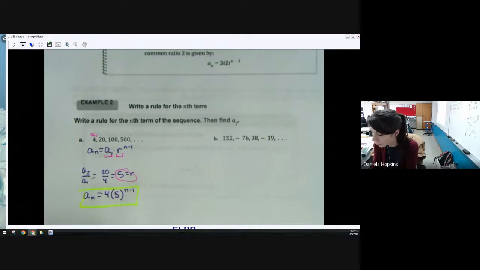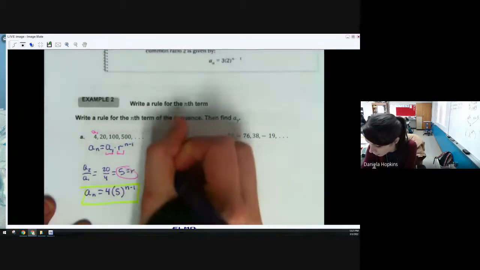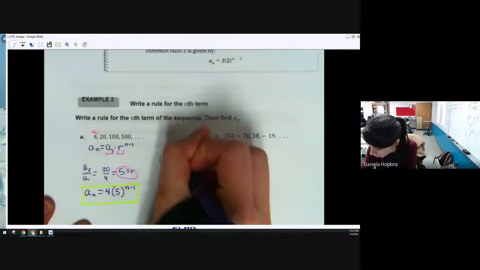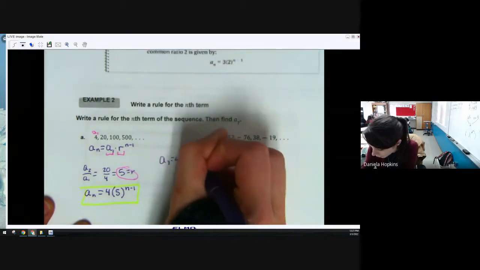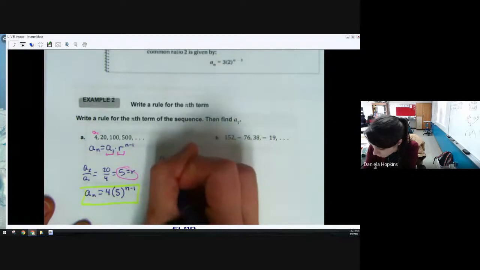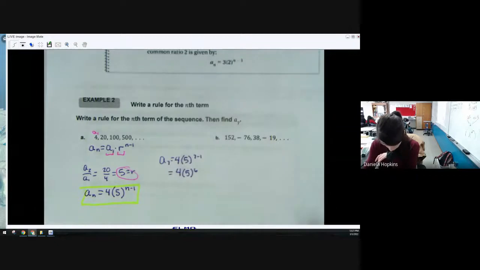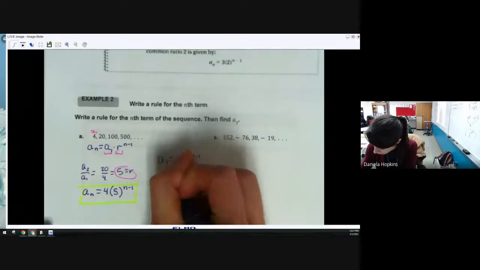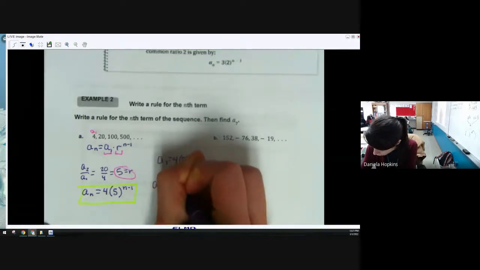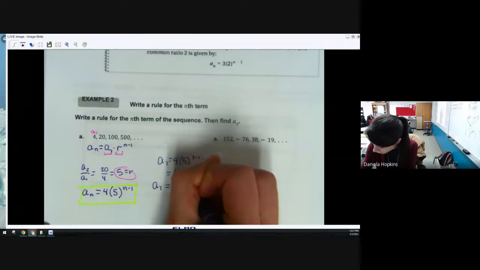All right, so this is my rule, and then I have to find my 7th term. So just plug in, a7 would be 4 times 5 to the 7 minus 1, which is the 6. So that'd be 4 times 5 to the 6, which is something, I didn't even do it. So 5 to the 6th is 15,625 times 4. So you should get that a7 is 62,500.